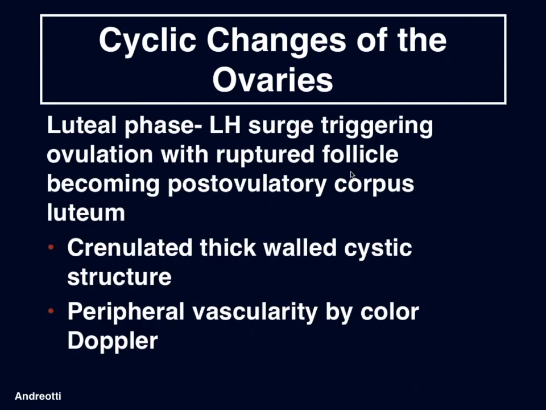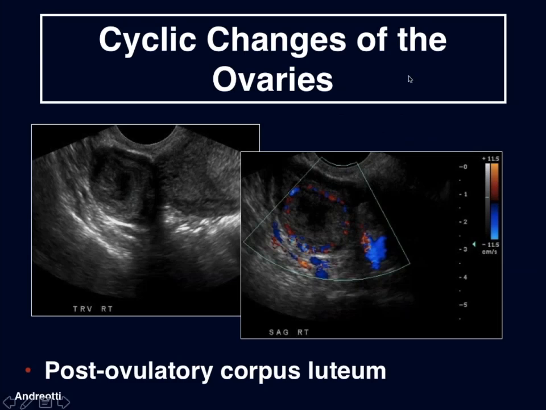Then we move on to the luteal phase. Following the LH surge, which triggers ovulation, the follicle will then rupture and becomes the post-ovulatory corpus luteum. This is a crenulated, thick-walled cystic structure that also demonstrates peripheral vascularity by color Doppler. So as we can see here, the thick-walled cystic structure with the irregular inner margin and peripheral color Doppler flow, the post-ovulatory corpus luteum.